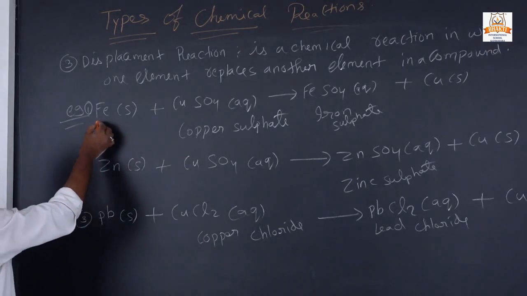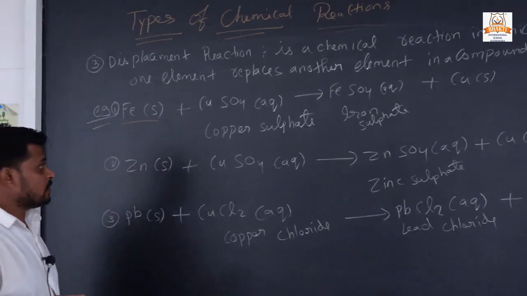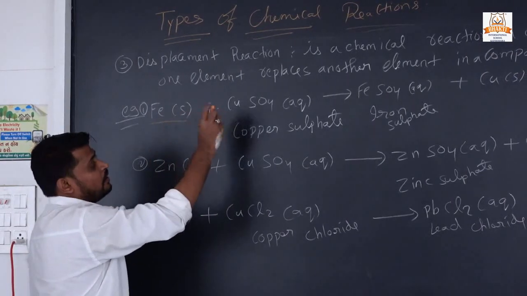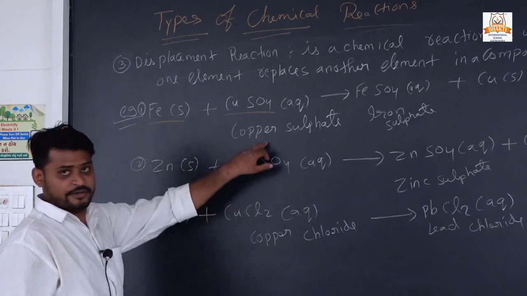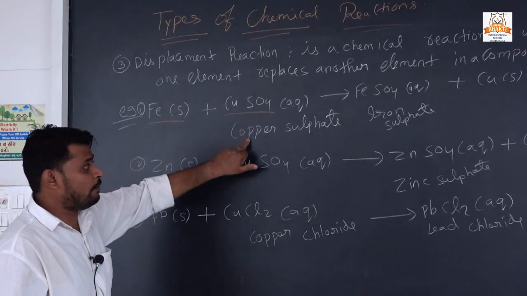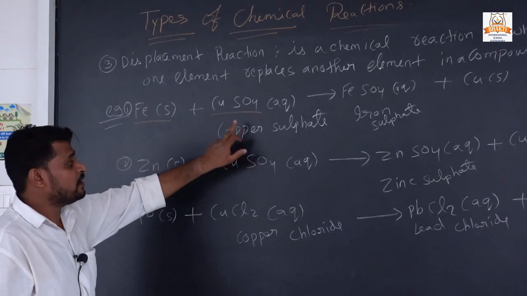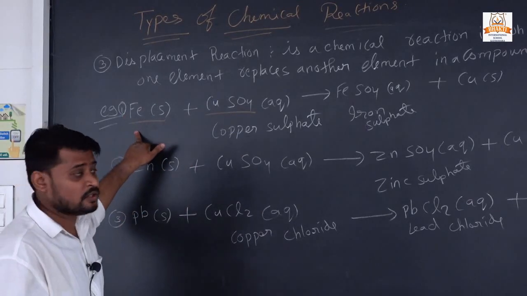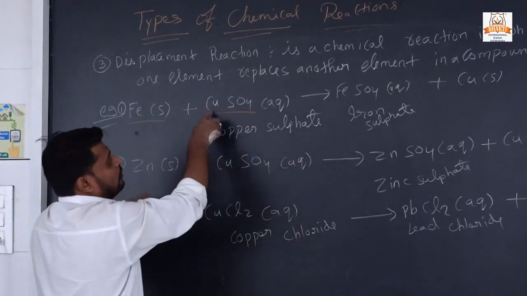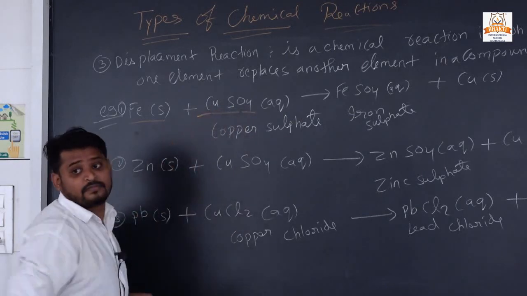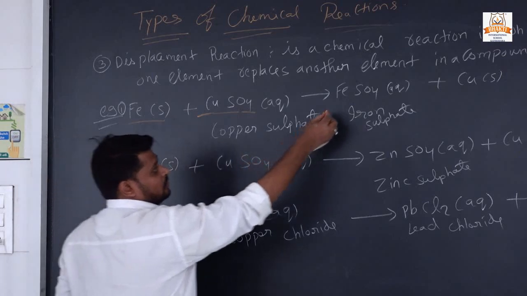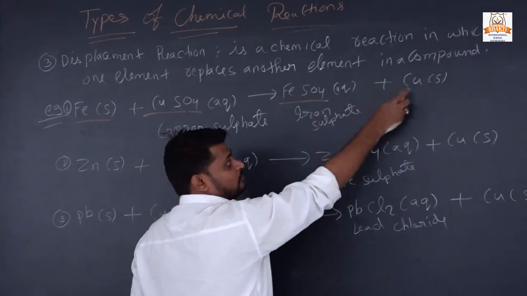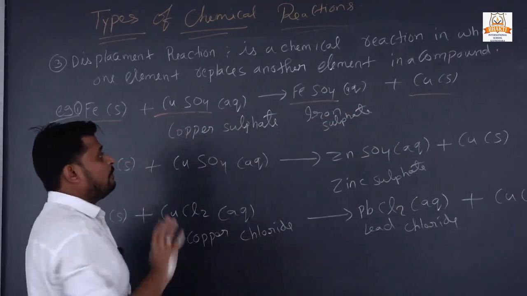Now here I will take iron in solid form, which is a metal, and one compound, copper sulfate. When iron reacts with copper sulfate, copper will be displaced by the iron. So see here, copper sulfate: now copper will be replaced by iron. Now what was the new product? Iron sulfate, and copper will be separated from its compound.